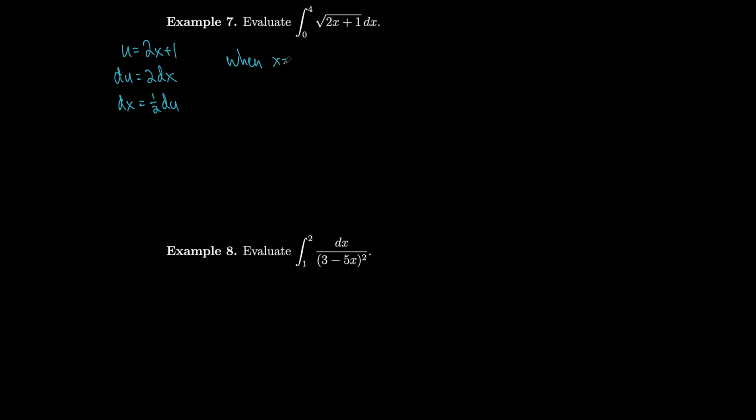When x is 0, we have to figure out, for this lower limit, what the new limit for u would be. So u is 2x plus 1. So that's 2 times 0 plus 1, so that's just 1. And then when x equals 4, u is 2 times 4 plus 1, which is 9. So our limits from 0 to 4 become new limits from 1 to 9 when we do our substitution.